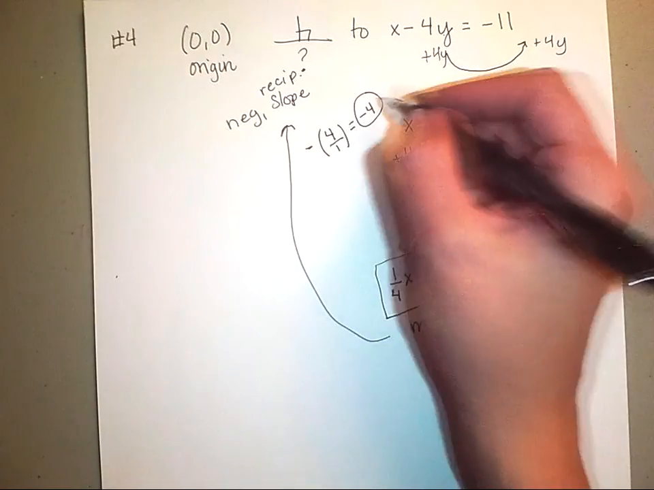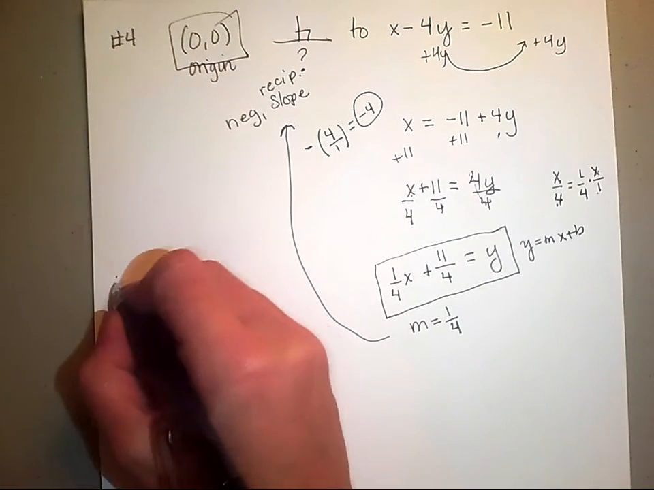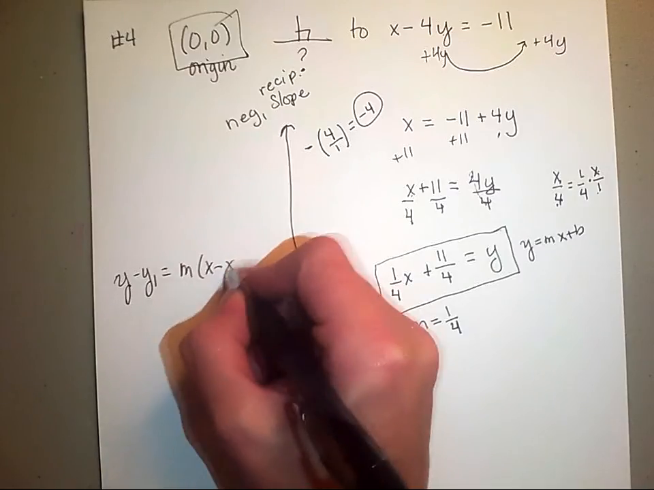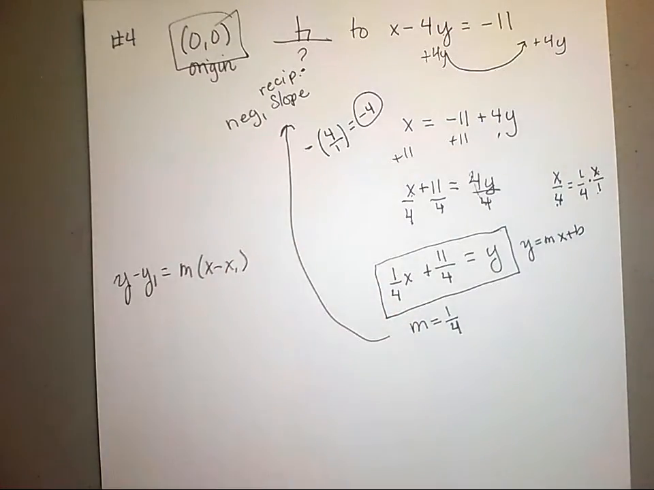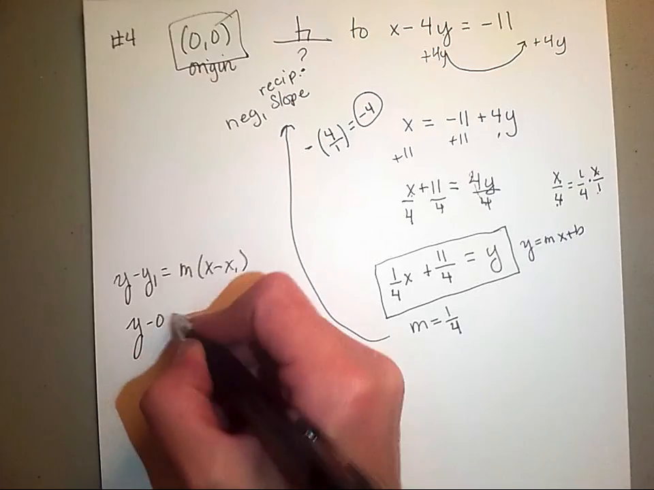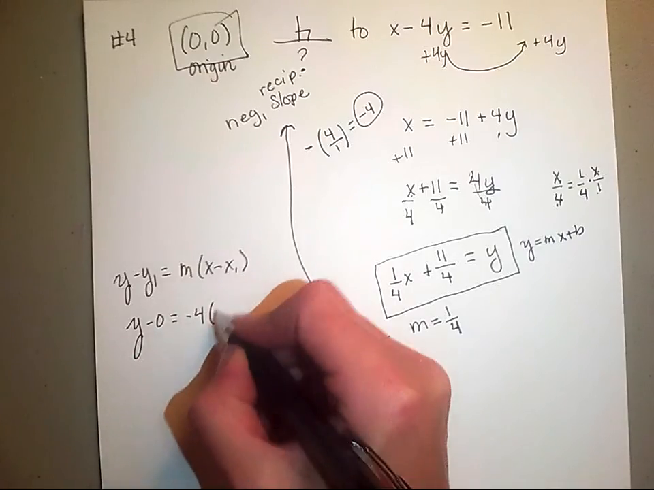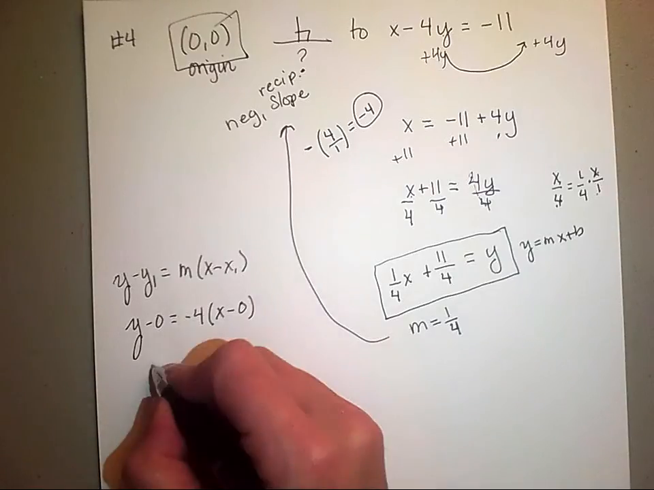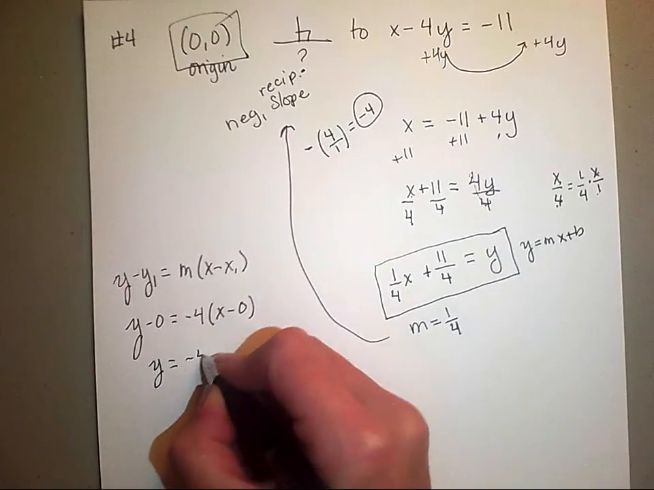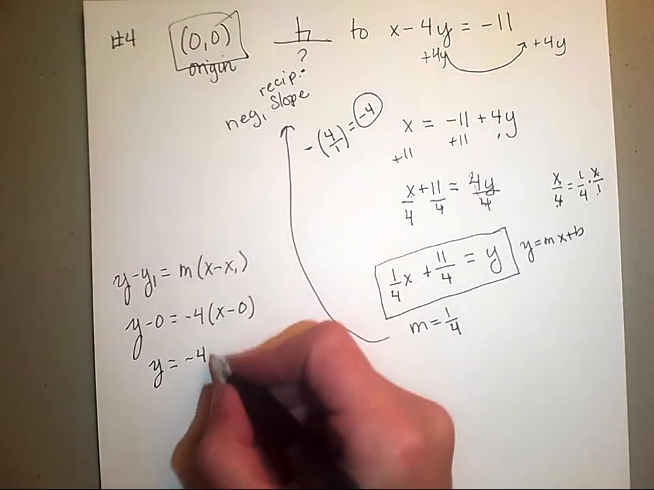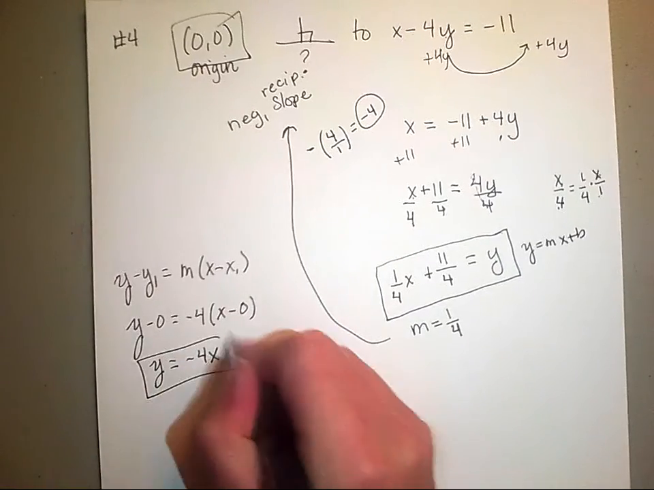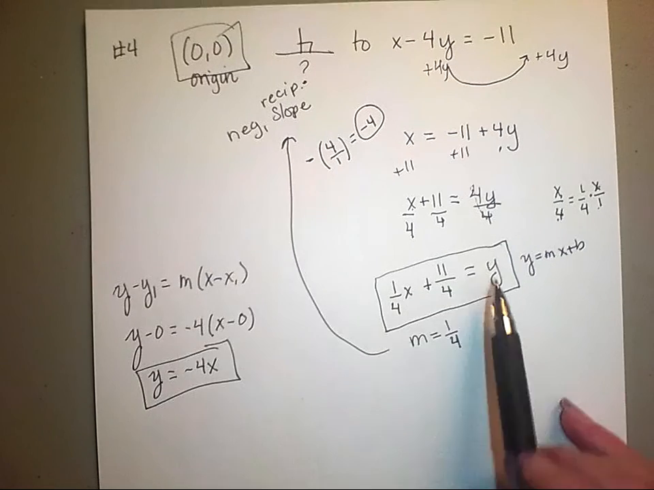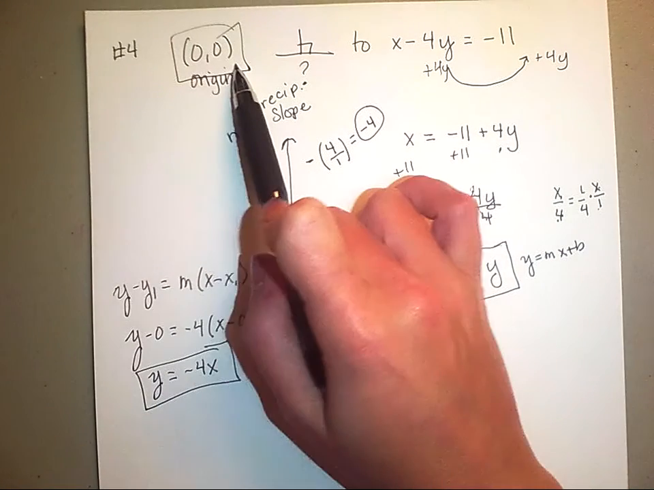Okay, so now let's do it. So this is our slope, and this is our point. So y minus y1 is equal to m times x minus x1. It's great we have zeros. It's going to be nice. So y minus 0 is equal to negative 4 times x minus 0. Well, y minus 0, that's just y. And x minus 0 is just x. And x times negative 4 is just this. So this is the equation that is perpendicular to this line that passes through the origin.